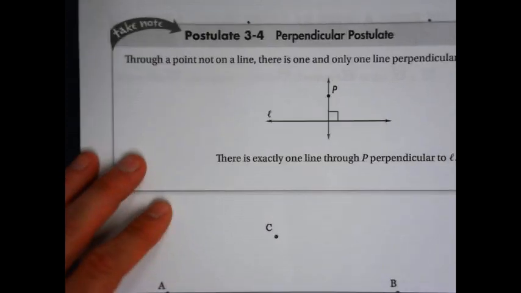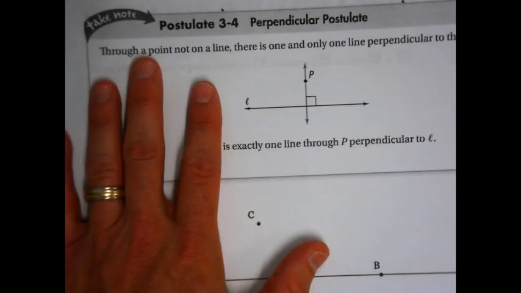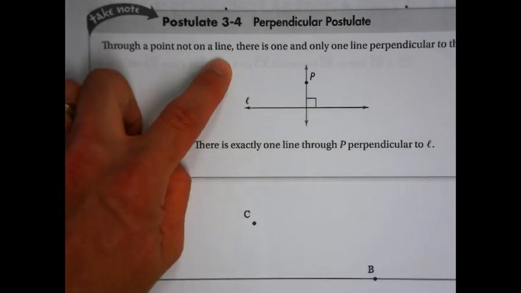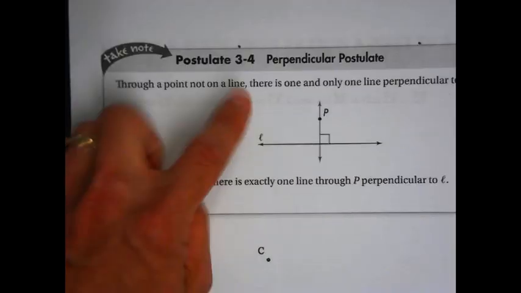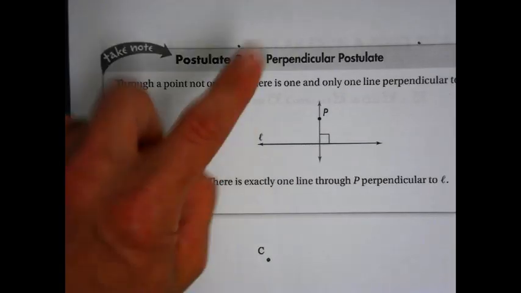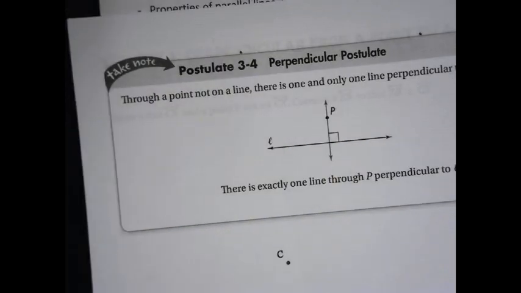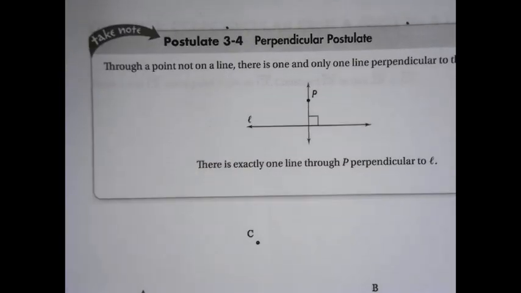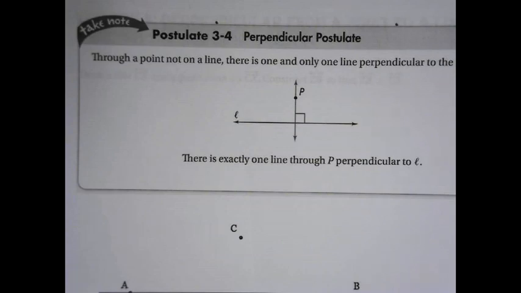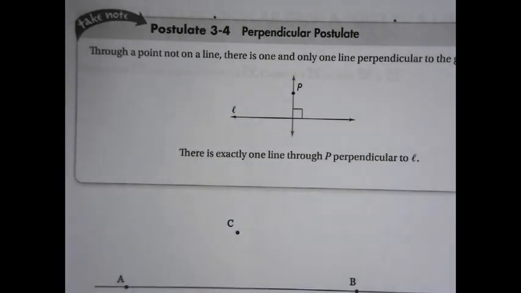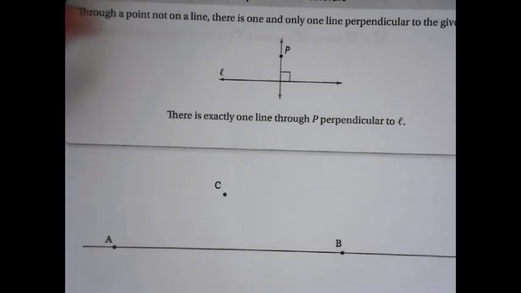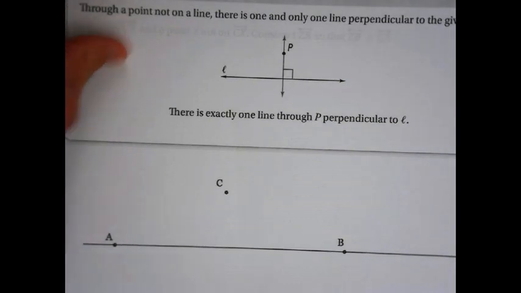So just so you know that through a point not on a line, so here's a line, here's a point not on that line. Through that point not on the line, there's one and only one perpendicular to the given line. This has a name. We're going to be doing something called dropping a perpendicular. So we're going to drop a perpendicular. There's only one line perpendicular to AB that goes through C.